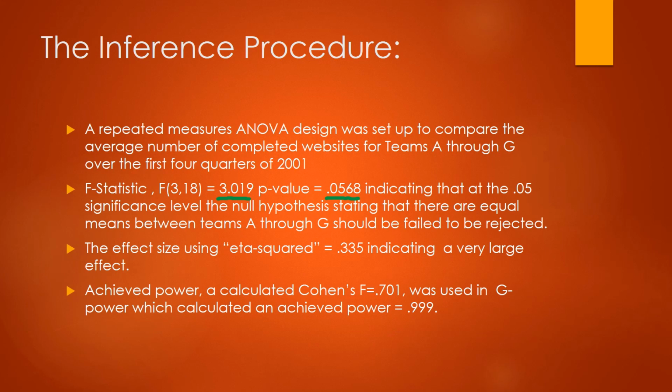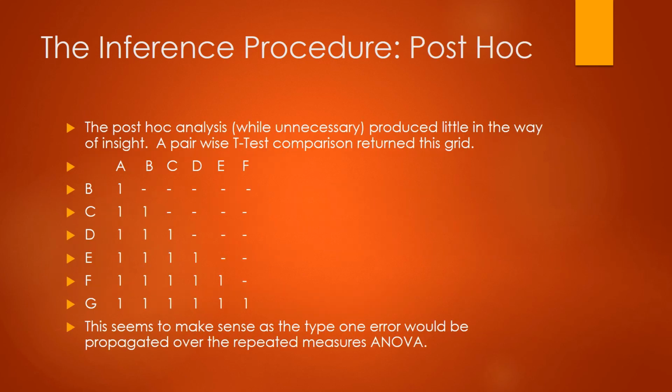The effect size using the eta squared method was 0.335, indicating a very large effect. Using G*Power, which needed Cohen's f to calculate, I did that from one of our given equations, and it came out to give me an f of 0.701. It was used in G*Power, which calculated an achieved power of 0.999, which is pretty darn large.